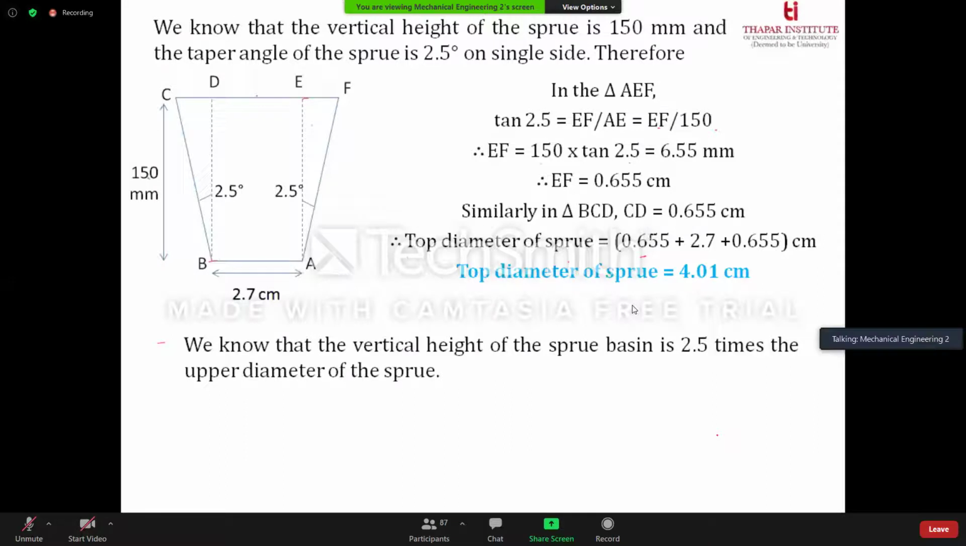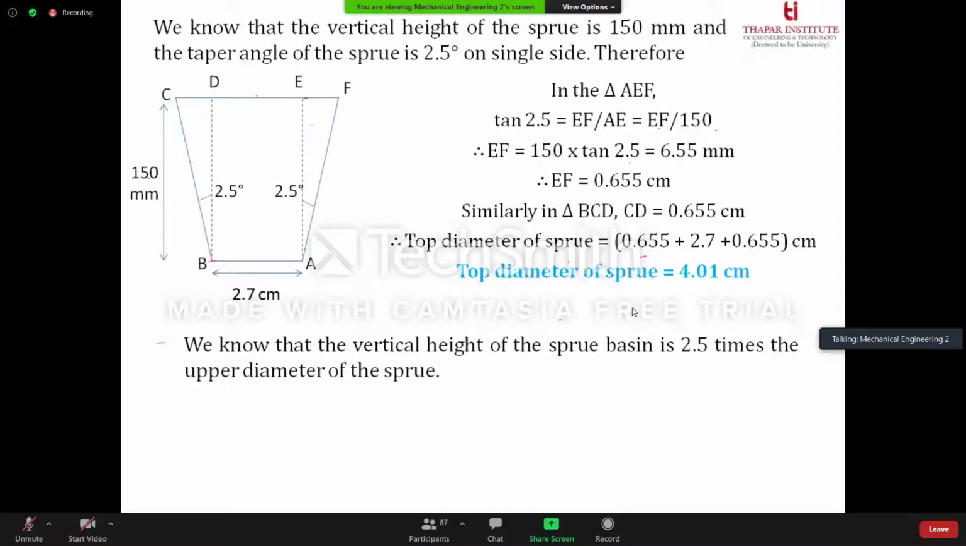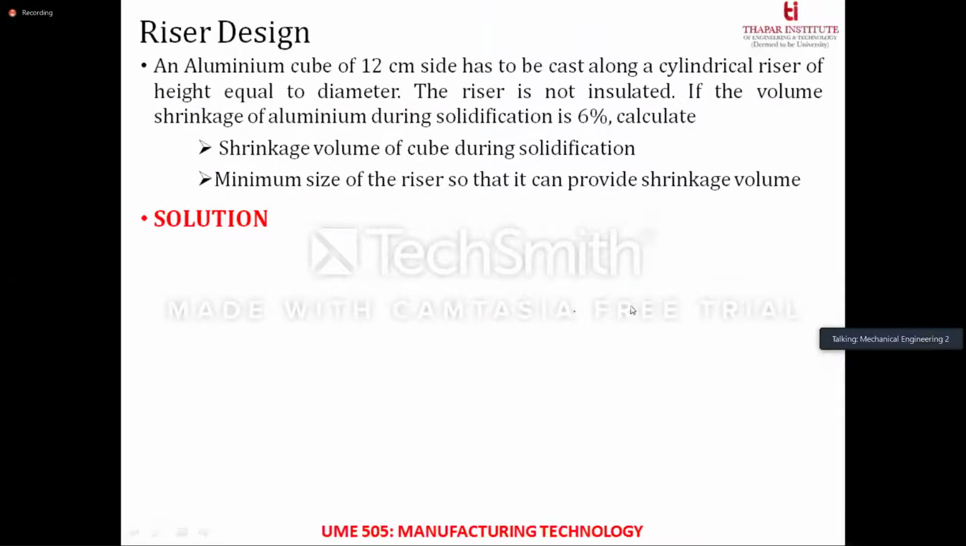So once you get the area of the sprue by correlation of the gating ratios, you can find out all the individual dimensions. So this is all about the gating design that you have seen. And now we are going to shift to the riser design.